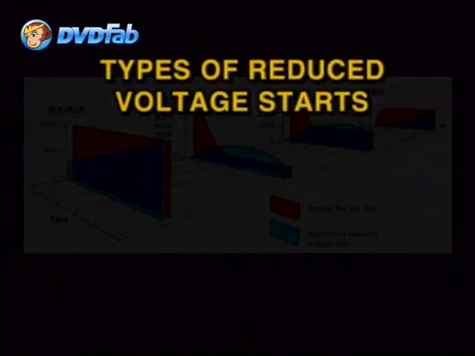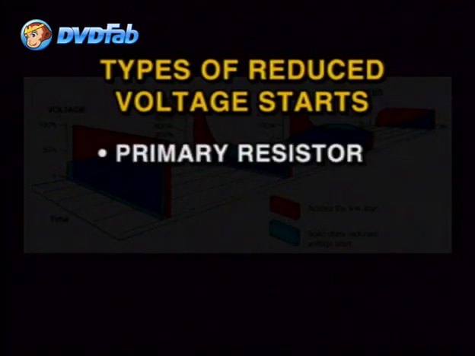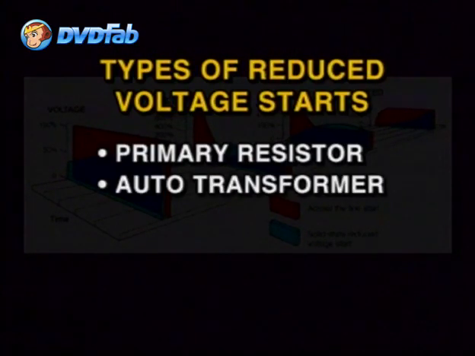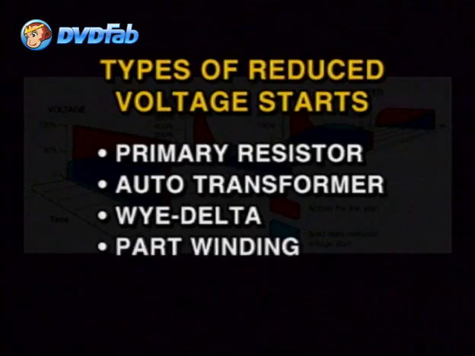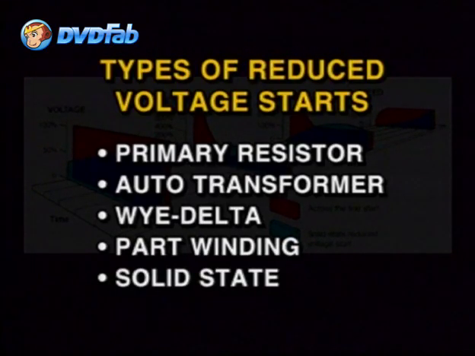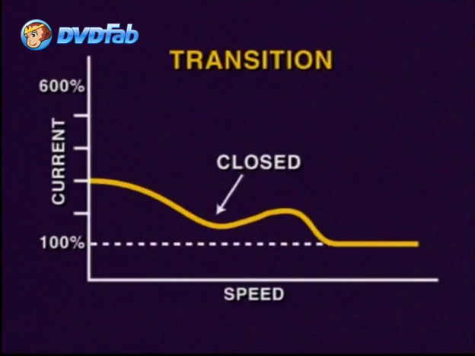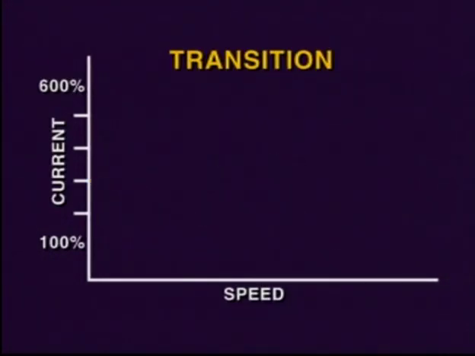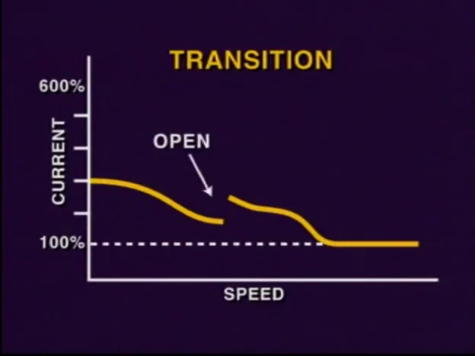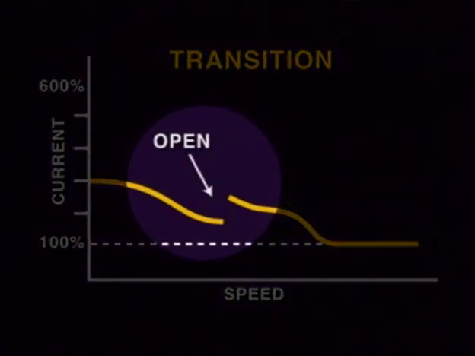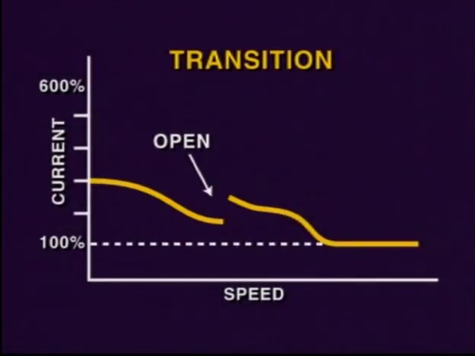There are 5 types of reduced voltage starts: the primary resistor, auto transformer, WYE-DELTA, part winding, and solid state, each one providing advantages and disadvantages. All of these methods, except the WYE-DELTA, provide closed transition, which means that power to the motor is not interrupted. The WYE-DELTA start provides an open transition, which means that power is briefly interrupted between the voltage steps.